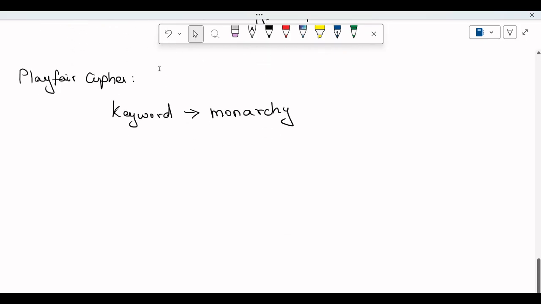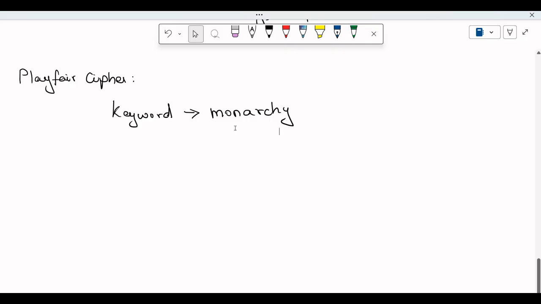Here, the keyword is used to construct a 5 by 5 matrix. In a 5 by 5 matrix, how many values can be placed? 25 values can be placed. In this 5 by 5 matrix, we are going to try to accommodate all the English alphabets. How many alphabets are there? 26 alphabets. These 26 alphabets we have to accommodate in 25 slots. How are we going to deal with this? To construct the 5 by 5 matrix, we start with the keyword.